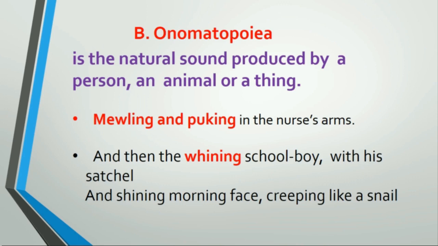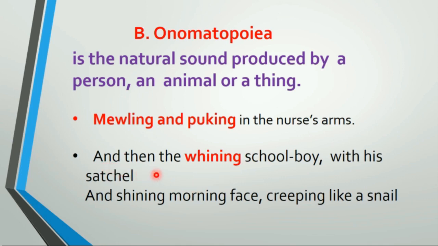So we have kablung, we have blug, we have splush. Okay, those are sounds that were created by a thing or maybe an object. Now here are the examples taken from the text. "Mewling and puking in the nurse's arms." You hear it right. These are the sounds of a baby when they are crying or when they are vomiting.